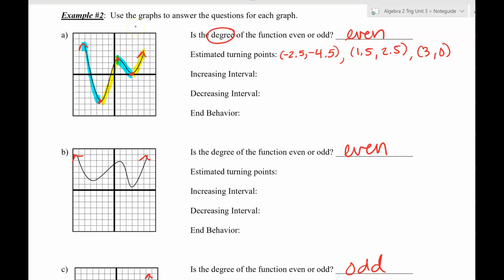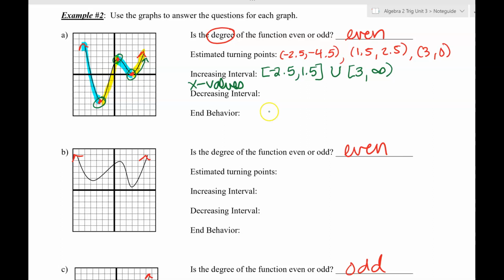So my increasing interval, notice it goes from this turning point to this turning point. And remember, we list these with x values in interval notation. So my increasing interval appears to go from -2.5 until 1.5. But then there's another increasing interval after this turning point going this way, and that is from a value of 3, and then it infinitely is increasing. And we put a U between sets when we want to include both of them, kind of like putting the or in between the inequalities.